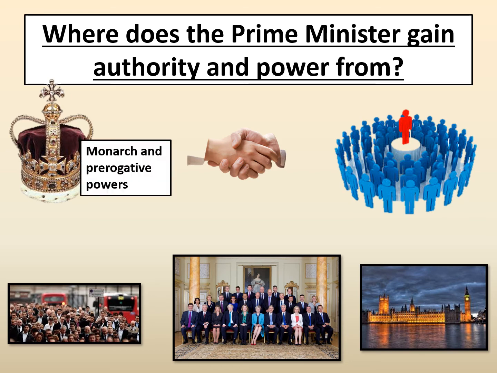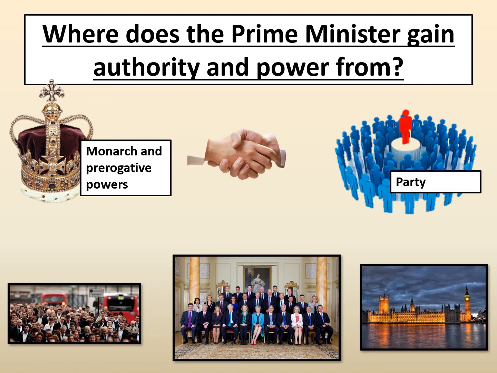So the answers, the first one hopefully we got, was the monarch and prerogative powers. So the Queen gives the Prime Minister authority. When there's been a general election and there's a clear winner, the leader of the party that has won will go to Buckingham Palace and will ask the Queen if they can form a government. So the monarch gives some of the power to the Prime Minister, and those royal prerogative powers that we looked at before also come from the monarch.